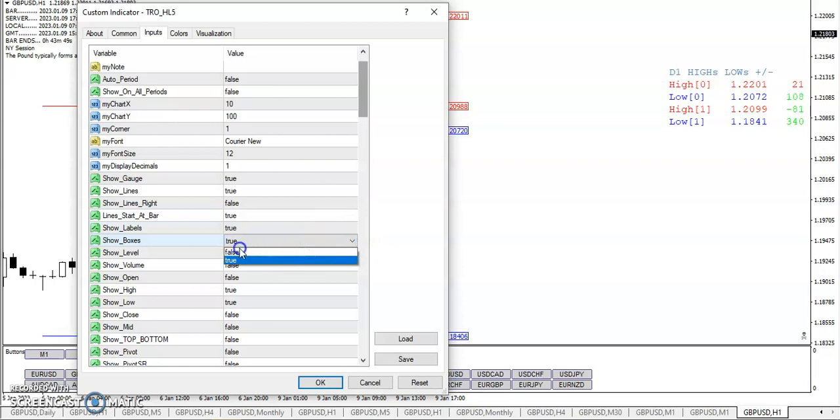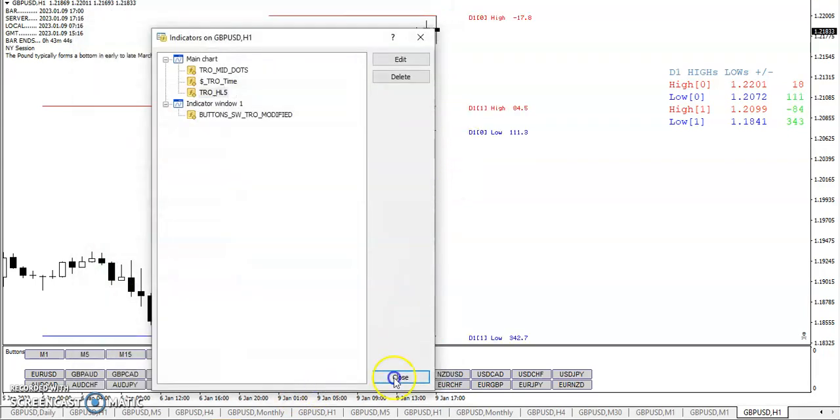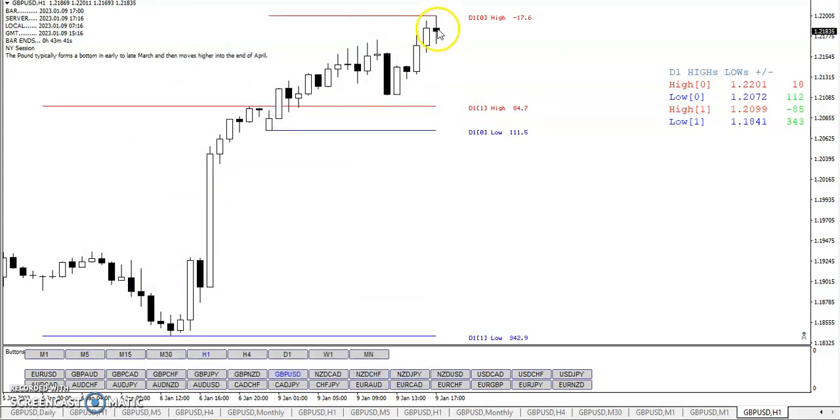And ditto for the price boxes. Sometimes you might not want to see the price boxes. You just want to see the lines. And you can, of course, either have the labels or not have the labels.